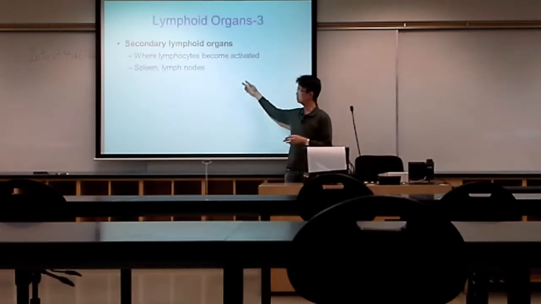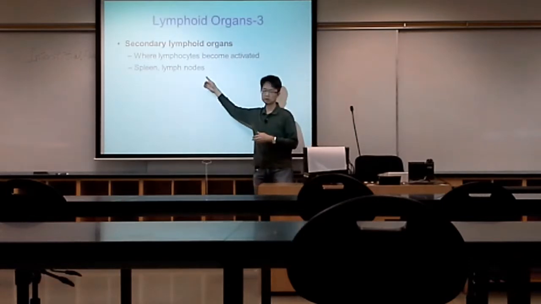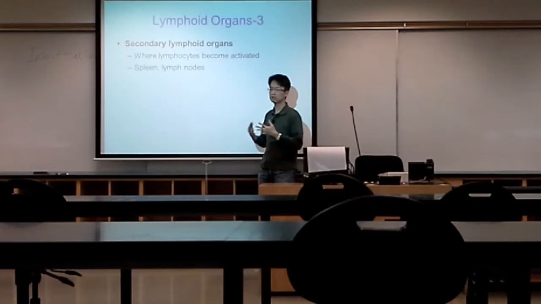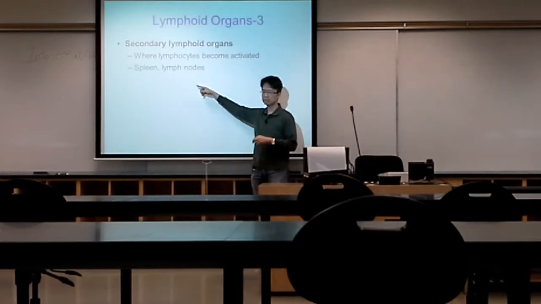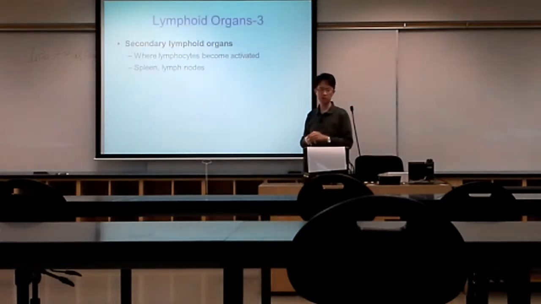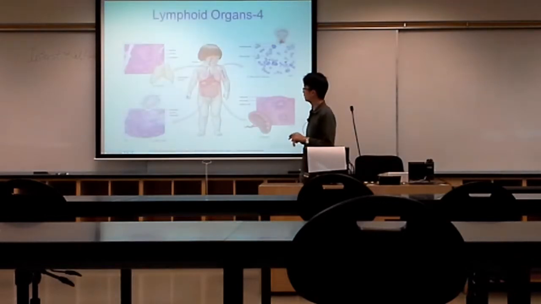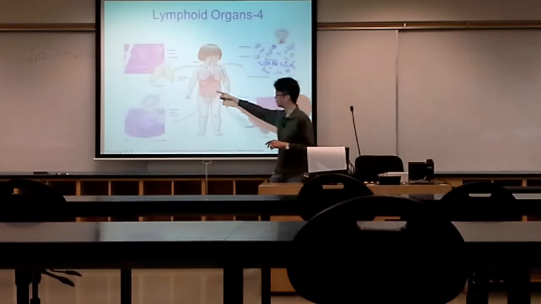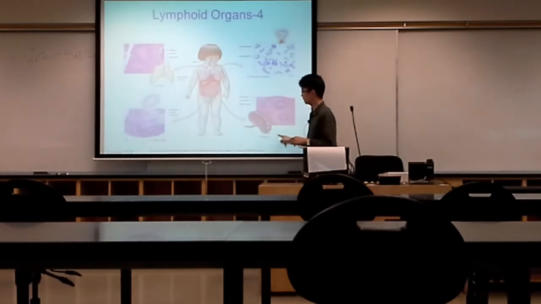Secondary, we have more than just these two: spleen and lymph node. Actually, we have a lot of different lymph nodes, but we just generalize it as lymph nodes so that you don't need to memorize all the specific lymph nodes. You just need to memorize spleen and lymph nodes. The spleen is actually called the largest lymphoid organ. It is where the lymphocytes become activated. So remember, red bone marrow and thymus are the primary, and lymph nodes and the spleen are the secondary.